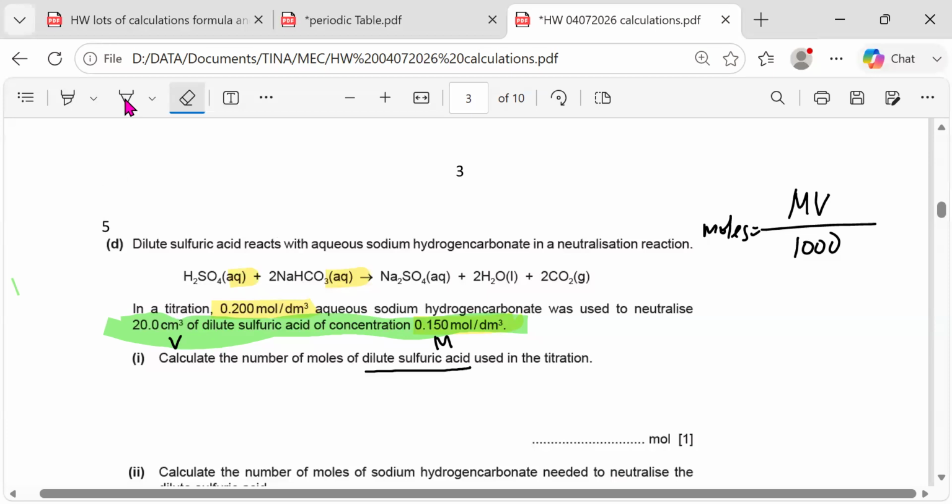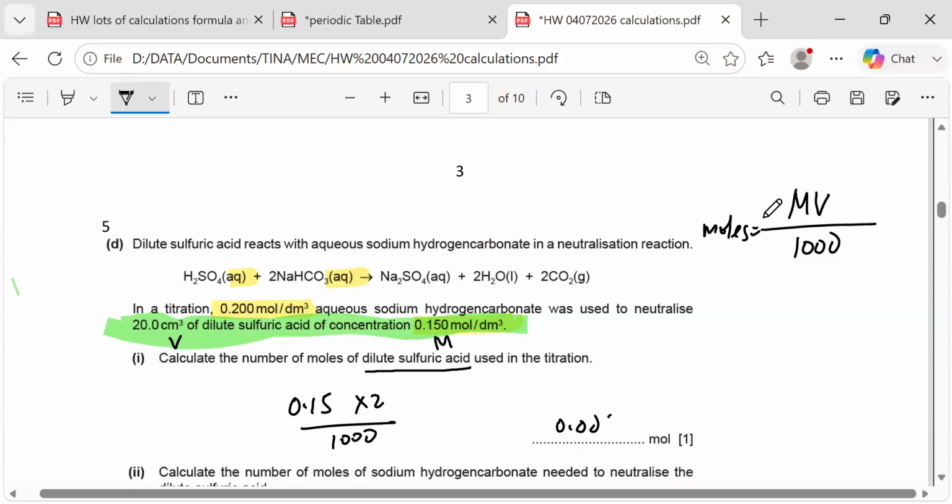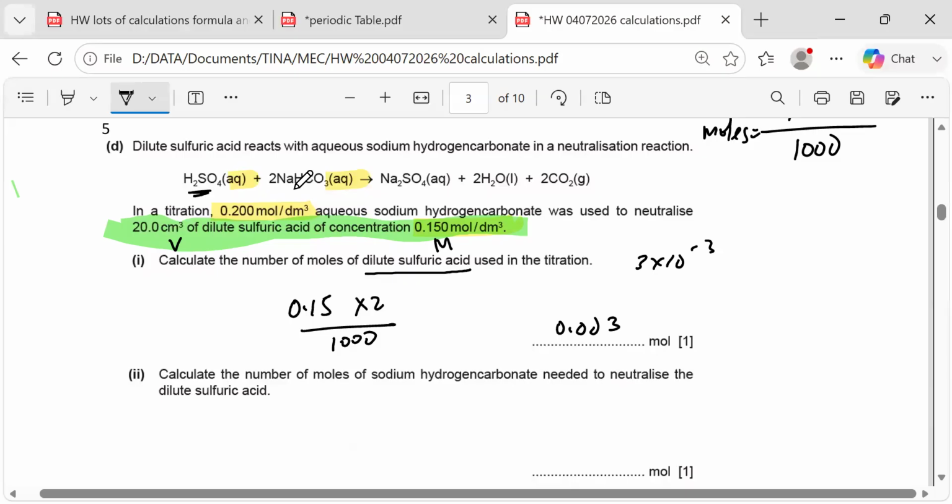Okay. So M is 0.15. V is 2 over 1000, 0.003. Right? Or 3 times 10 to the power of negative 3. Correct? Okay. So the number of hydrogen carbonate, what is the ratio? Here to here, what's the ratio? 1 to 2. So double or divide by 2? 1 to 2 is double. So here to here is times 2, 0.006.